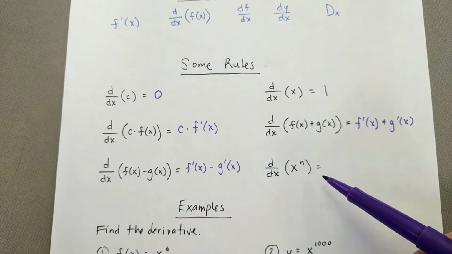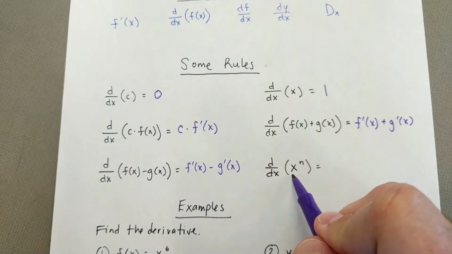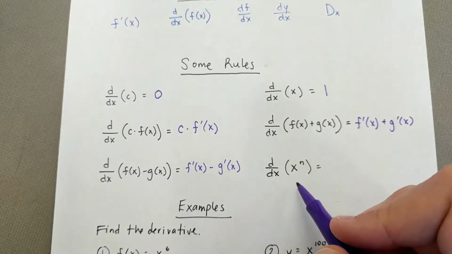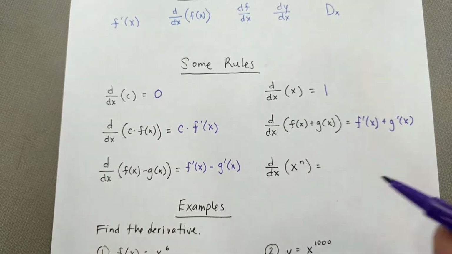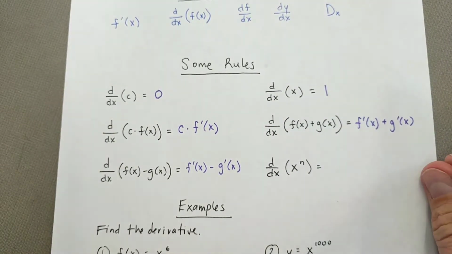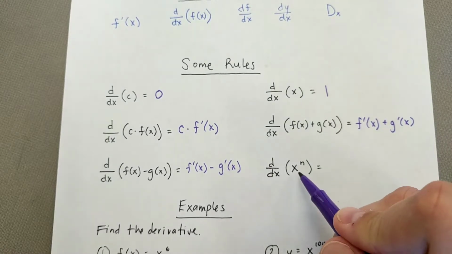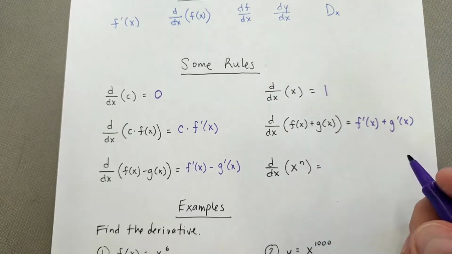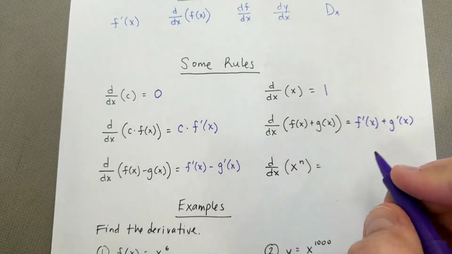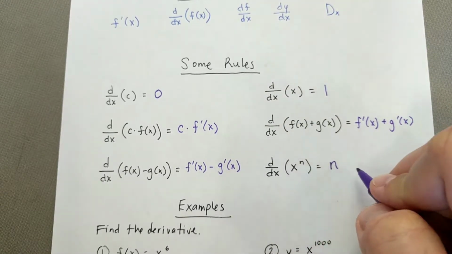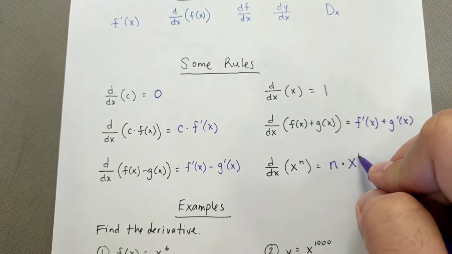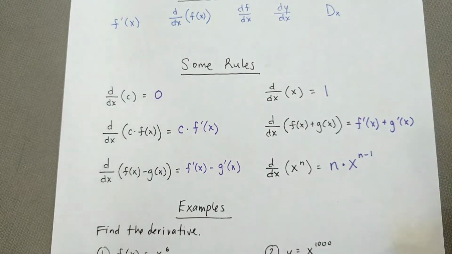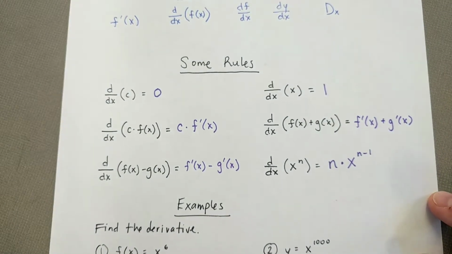This one's a little bit different here. This is a power function, x to some power. Your base has to be the variable x, or just any variable really, and your exponent has to be some number. If you have that, then there's a rule that says that the derivative of x to the nth power is n times x to the n minus 1. That's called the power rule.